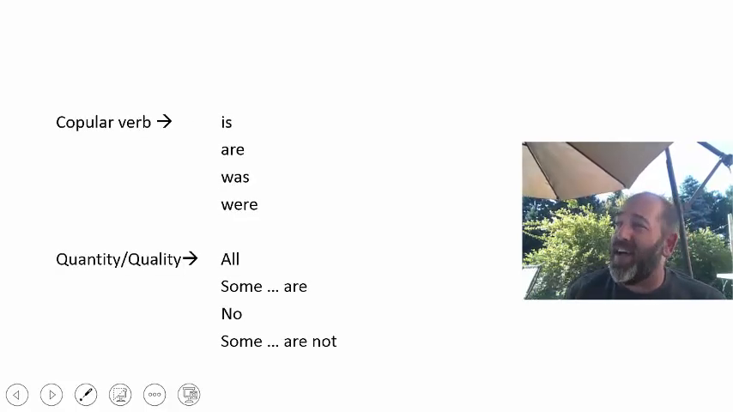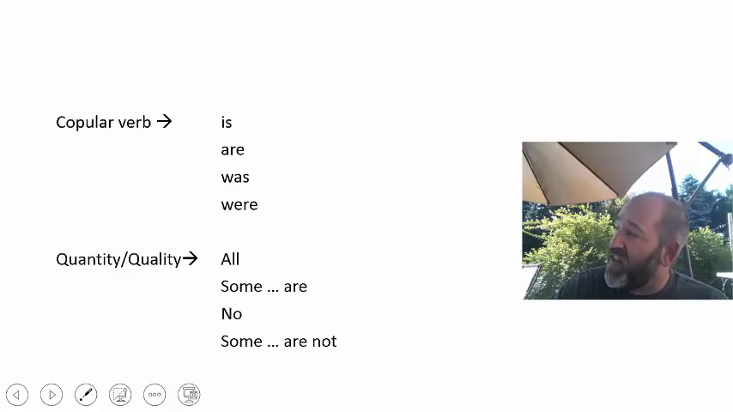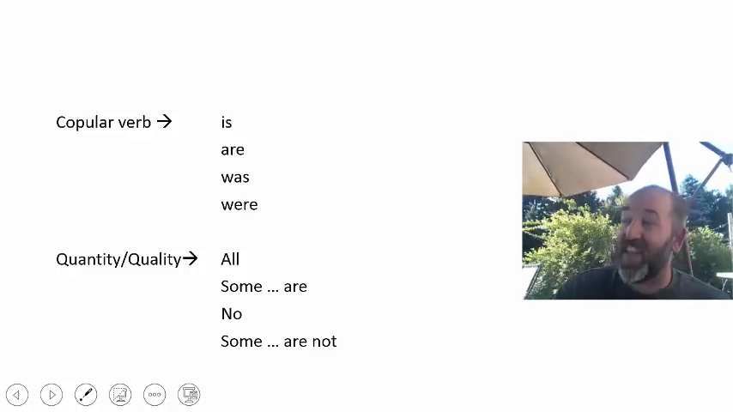It also has to have a clearly identifiable quantity and quality. That means it's going to begin with "All... are," "No... are," "Some... are," or "Some... are not." It's going to have one of those four forms. One of these four verbs, one of these four starting words and forms, right? If it doesn't have those, then it is wrong. Okay, that's a really important thing.